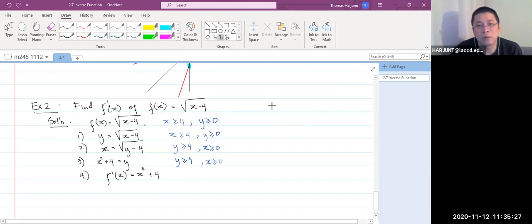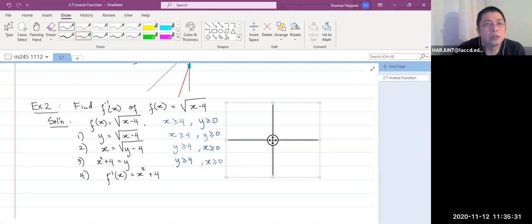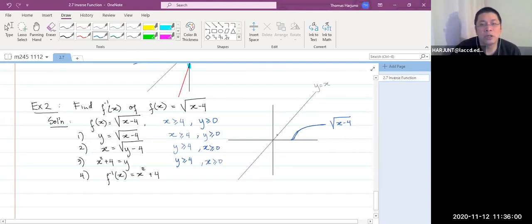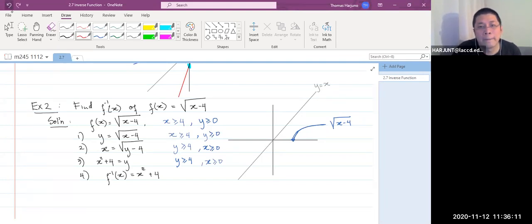What I want to say is the following. Let's say this is our coordinate system. Now, square root of (x - 4) looks like this. This is square root of (x - 4). Now, according to our theory earlier, the inverse function must be the reflection of that with respect to the line y = x. So this x-intercept, which is (4, 0), will soon become (0, 4). And the graph is supposed to look like this. That's what the graph is supposed to look like.